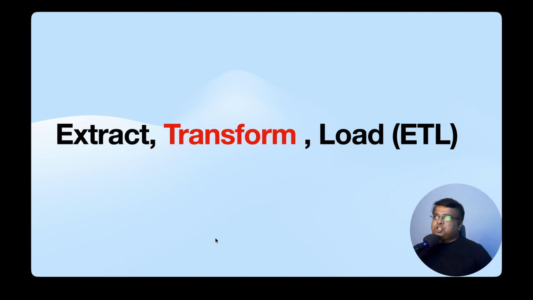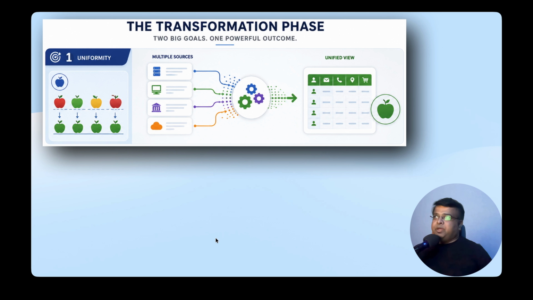The transformation phase has two big overall goals. The first goal is uniformity. In a real organization, data usually comes from multiple systems, applications, departments and platforms. And even when those systems are storing the same kind of information, like students or customers or employees or faculty members or products, they often store that information in completely different manners. So one of the major jobs of transformation is making all of that data consistent.